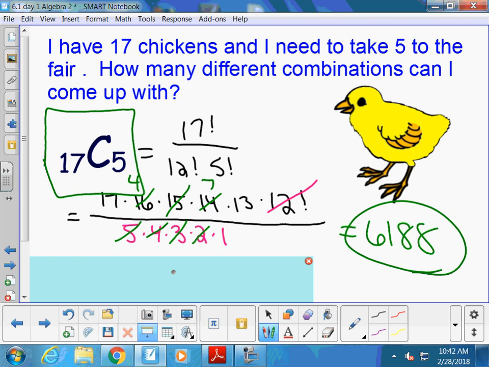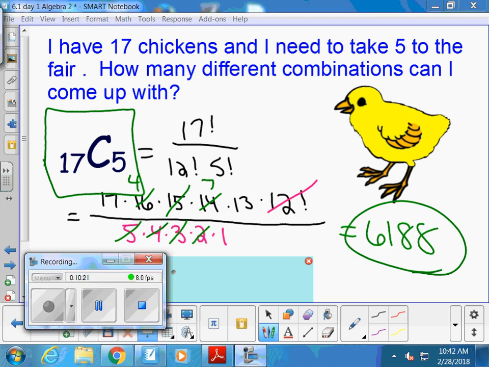Hot dog, we also got 6188. Sweet. You can save all that crazy canceling. It's my teacher job to show you the crazy canceling, but I realize in the real world, on your quiz, you're going to be using the calculator. Or in the real world when you have a job and you're learning about it. Yeah, it's going to be the third choice. 17 first, hit the 17 first.